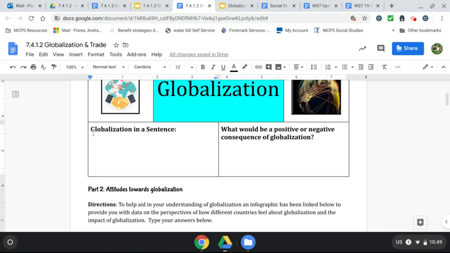Then you will use globalization in a sentence that you come up with, and the word globalization has to be in that sentence. And then come up with one positive and one negative consequence that there might be because of globalization, just based on your understanding of what globalization is at this moment in time.